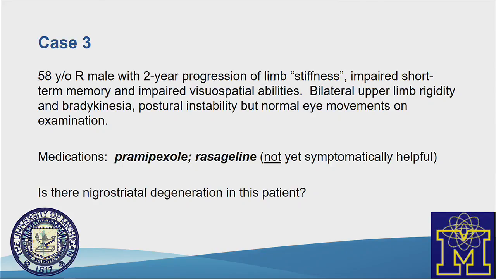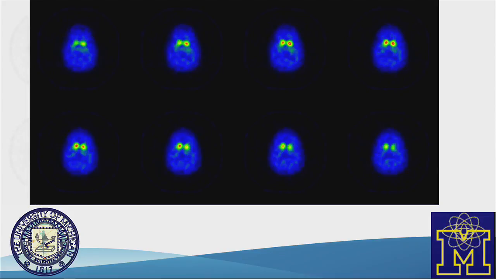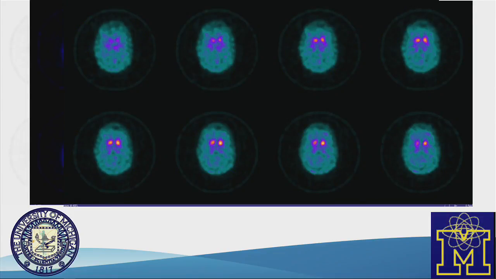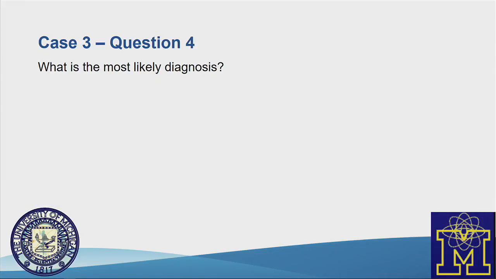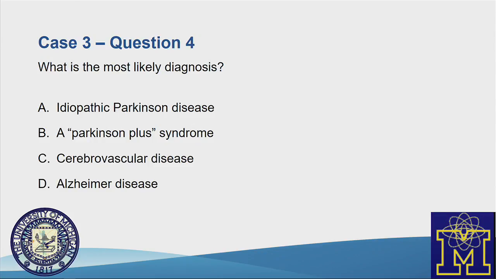So the question is, what's the question here? So here is his scan. And now that you're all expert in reading these, I'm sure you've formulated your opinion as to whether this scan is normal or not. But what's your most likely diagnosis? So is this idiopathic Parkinson's disease? Is it a Parkinson plus syndrome, cerebrovascular disease, or Alzheimer's disease? So A, okay, some vote. B, right, you listen to the clinical history. C, not so much. And D, well, I had to have a fourth foil.